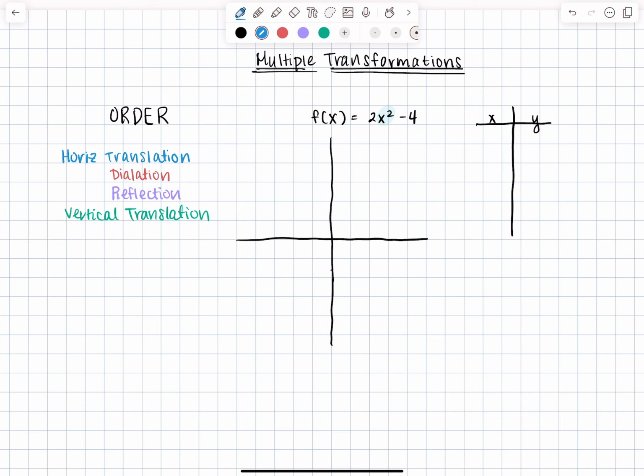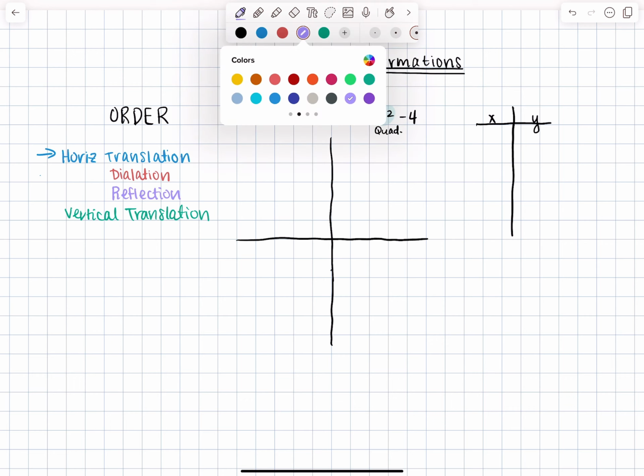So this is a quadratic, right? We see that we do not have a horizontal translation. Do we have a dilation? This is a stretch or shrink, and yes, we do. We have a 2 out here. So we're going to start by drawing our parent function, and let's make it yellow.